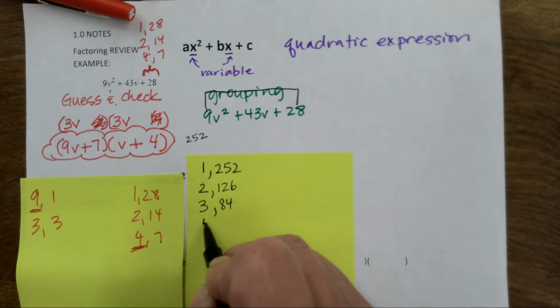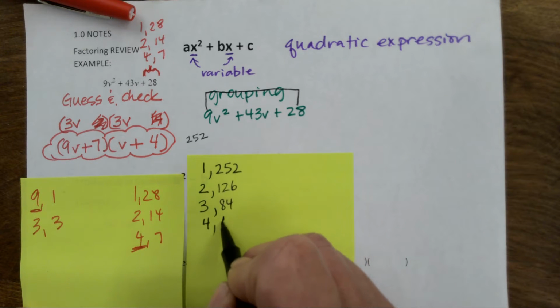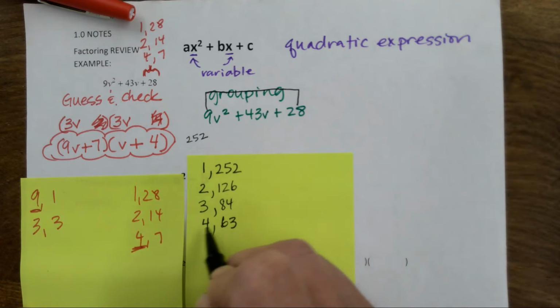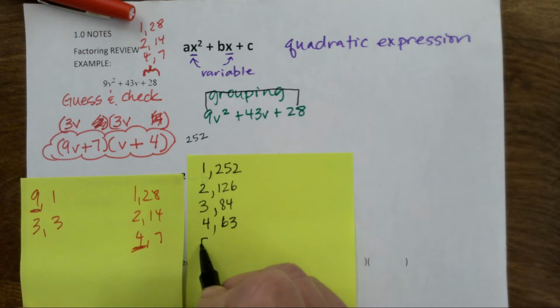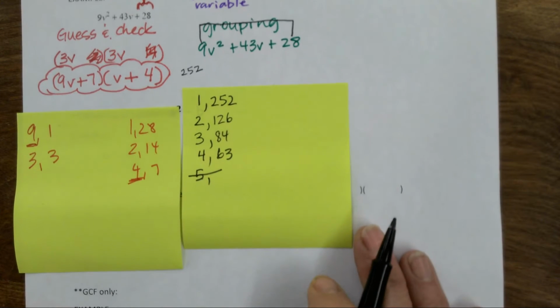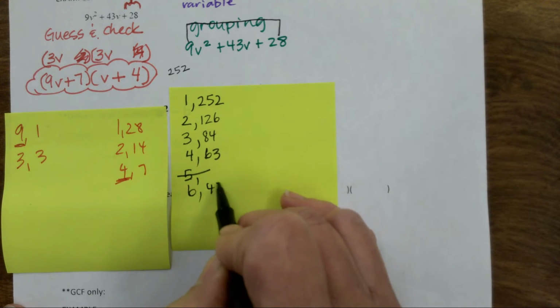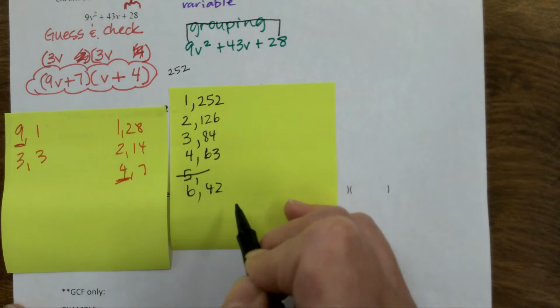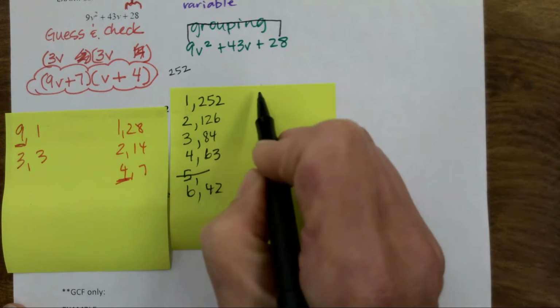Then I'll try 4. Does 4 go into 252? Yeah, how many times? 63. Is there anything I can do with 4 and 63 to get 43? No. Okay. So then I'll try 5. Does 5 go into 252? Nope. So I'm going to ignore that one. I'm going to slide this up a little bit. How about 6? 6 and 42. Is there anything I can do with 6 and 42 to get 43? Nope.